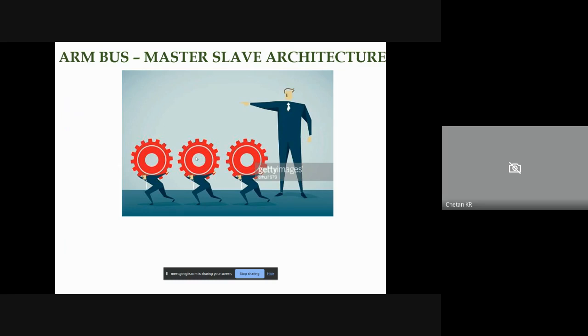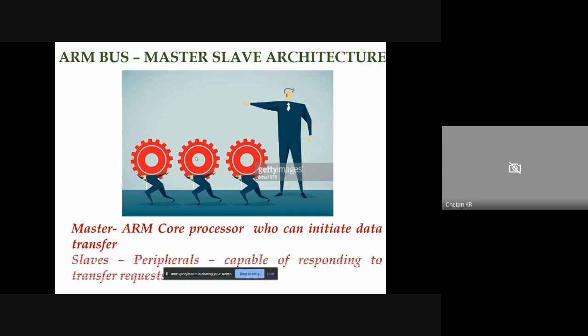See, ARM bus is used between ARM processor and the peripherals. So peripherals will be the slaves and ARM processor will be the master. So master is the ARM core processor who can initiate the data transfer, who will tell what to do, which will instruct the data transfer. And slaves are the peripherals that are capable of responding to the transfer request.